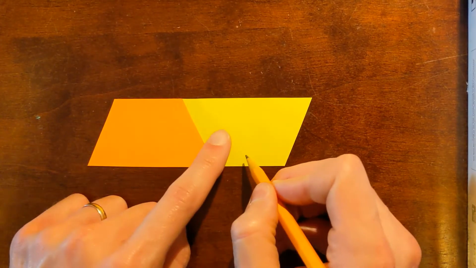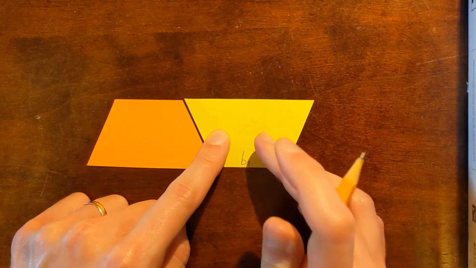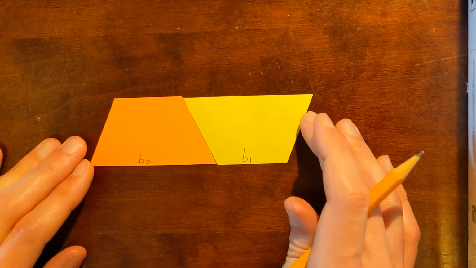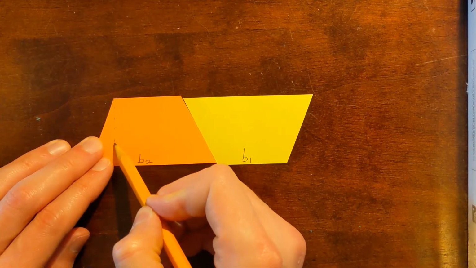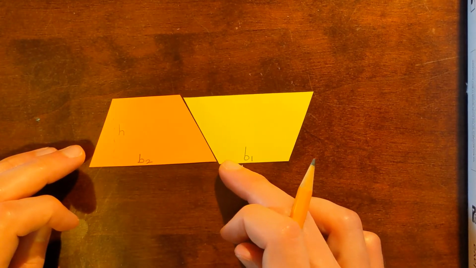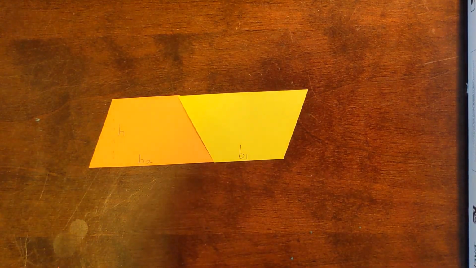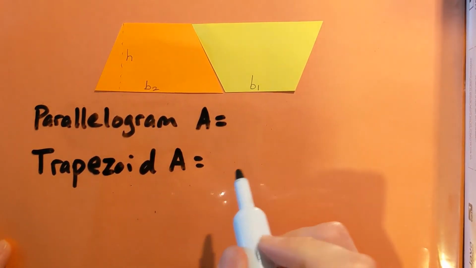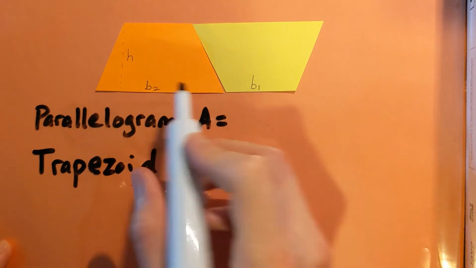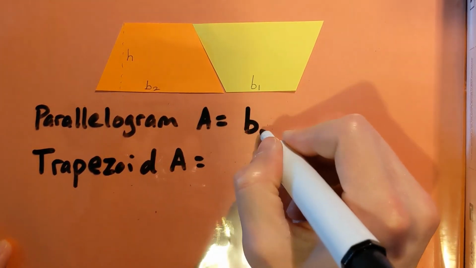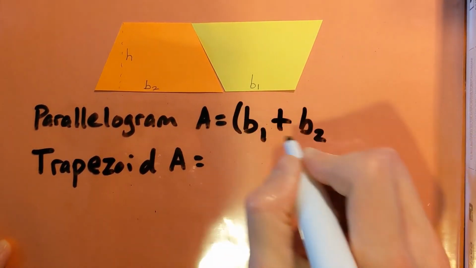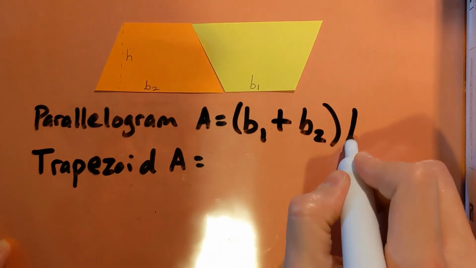Well, it's base 1 plus base 2. And the height is going to be the height of the parallelogram, or the trapezoid in this case. Writing it down to make it a little bit clearer, the area of this entire parallelogram here is the entire base, which is base 1 plus base 2, that whole quantity times the height.